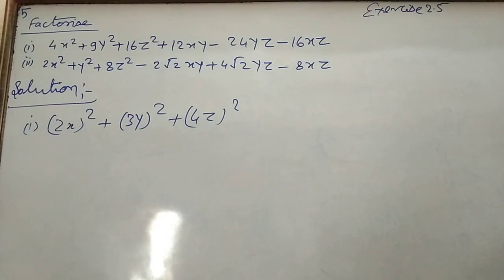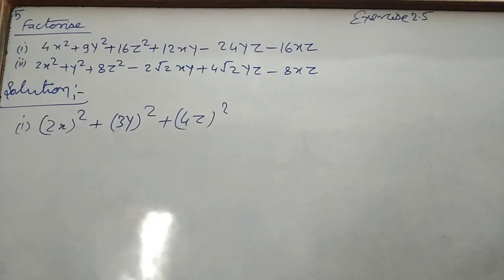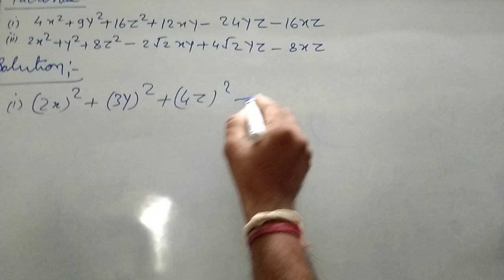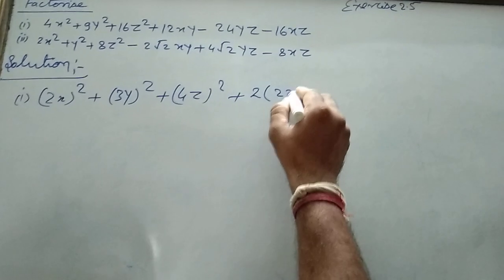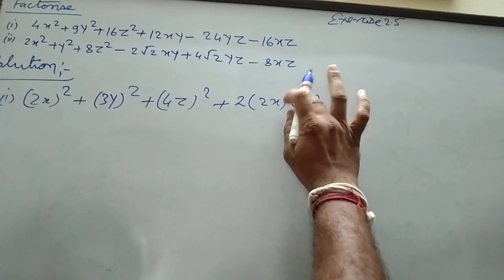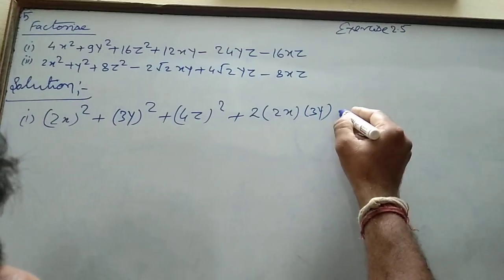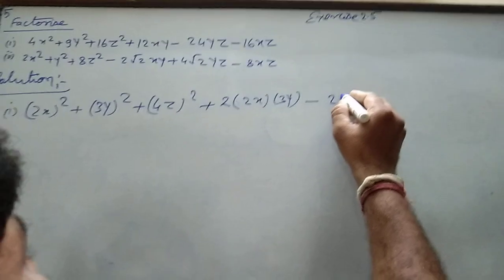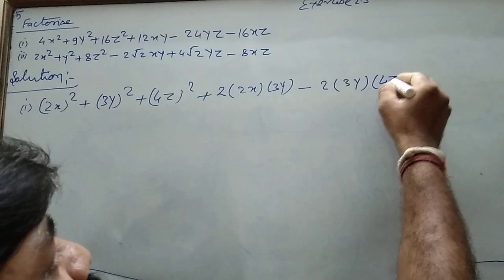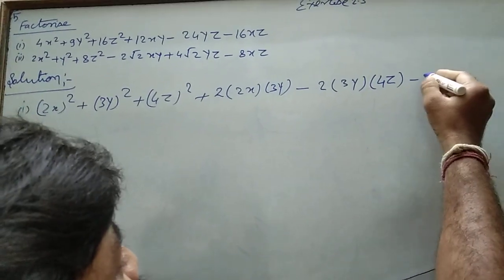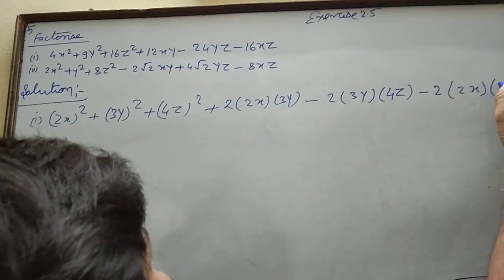And we know that a square plus b square plus c square plus 2ab plus 2bc plus 2ca is equal to (a plus b plus c) whole square. Then this term can be written as 2 into 2x into 3y. If we multiply, 2 threes are 6 and 2 sixes are 12, minus 2 times what? 3y into 4z.